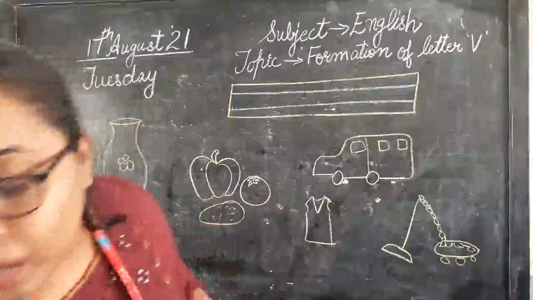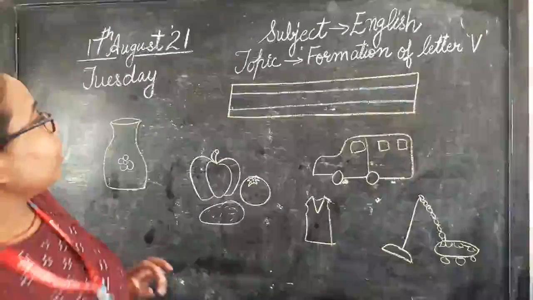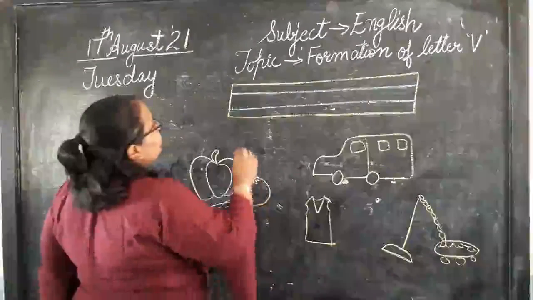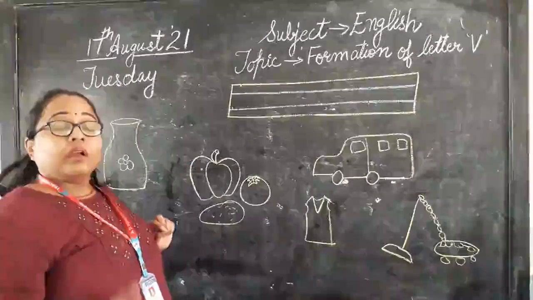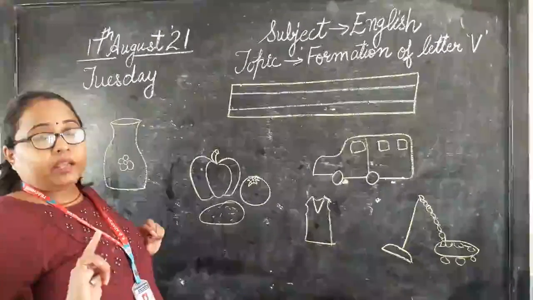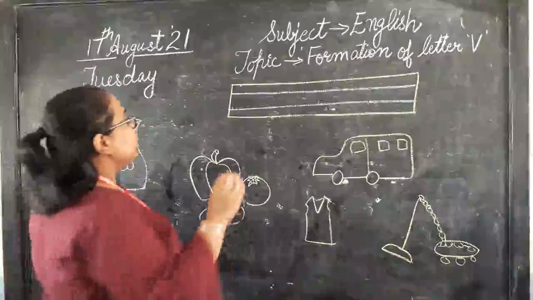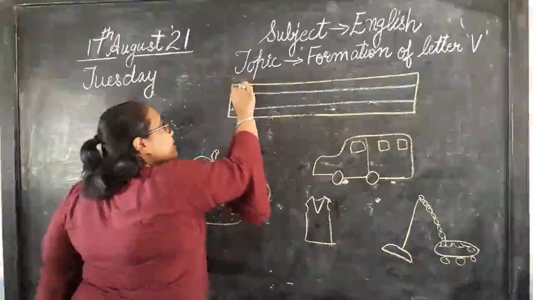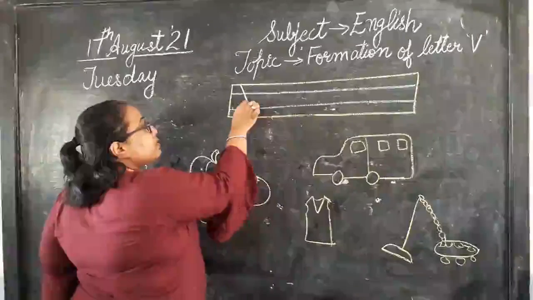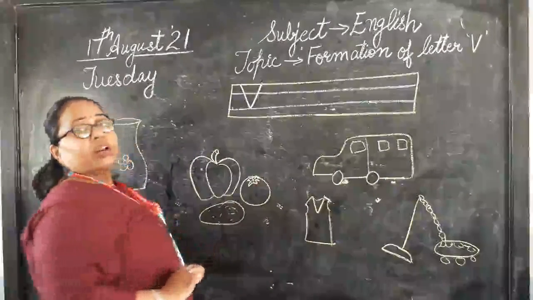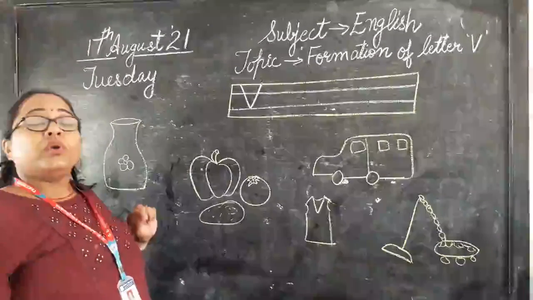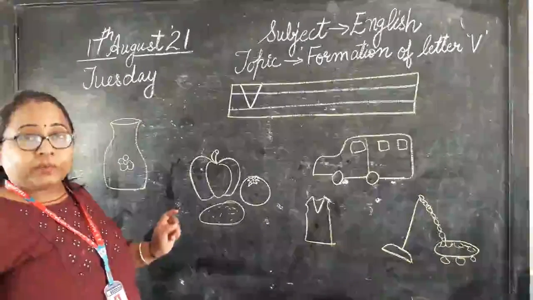Clear? Now comes the formation. When we are writing this letter, we have to begin it from this point. Clear? एक ही बार में letter लिखना है. You will not pick your pencil. Make one slanting line and from the same point, one more. This is your letter V. This is how you write letter V.